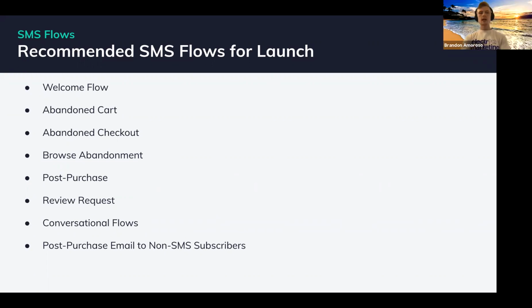Okay, got it. So it depends on the integration. We are typically using Attentive or PostScript, and you just have to create a segment in Klaviyo that looks at the property that Attentive or PostScript is passing over into Klaviyo. It usually is just accepts SMS equals true. And so in Klaviyo, what you'll do is you'll just create a segment where you'll look for every contact that has that particular property.